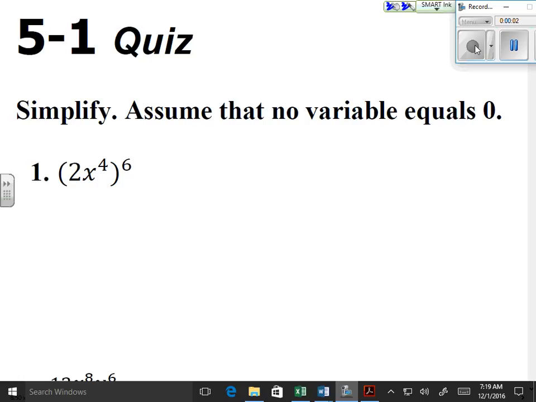This will be the discussion and explanation of the 5-1 quiz. So hopefully you've gotten yourself familiar with the rules of exponents.